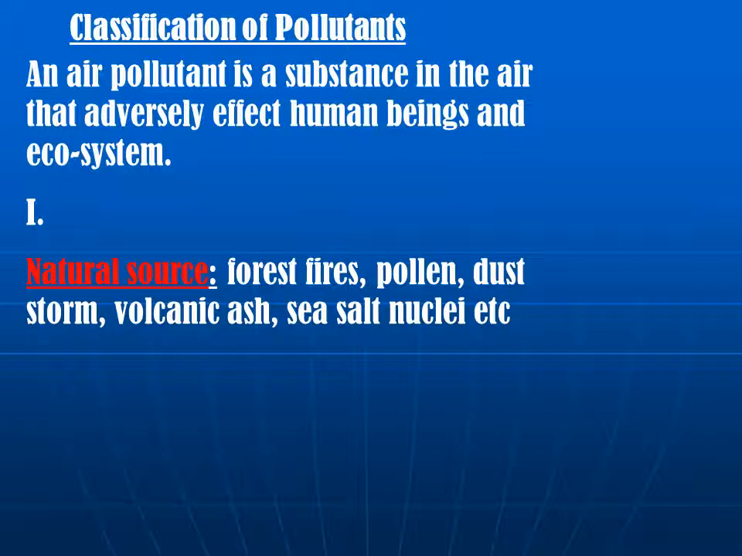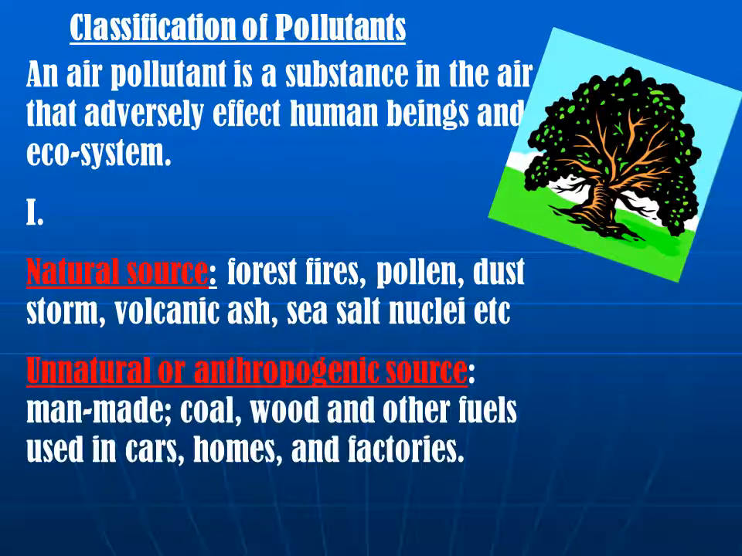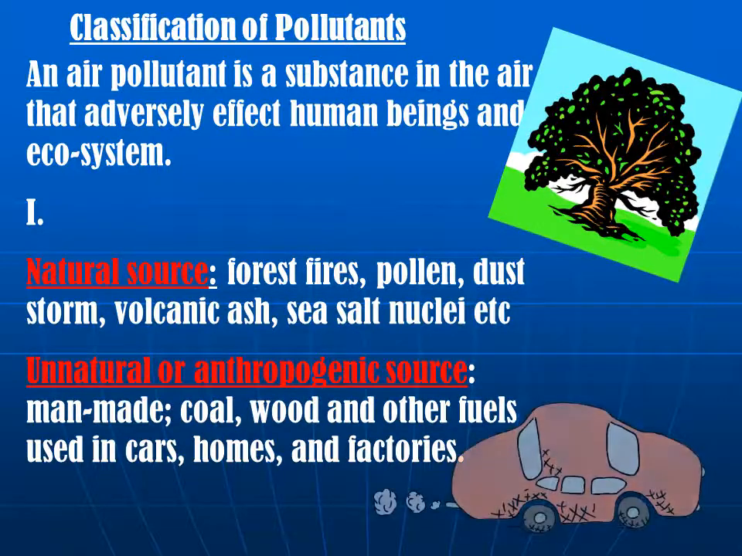The first classification of the air pollutant is mainly based on the source. There are mainly two sources, the natural source and the unnatural or anthropogenic source or the man-made source. The natural source mainly includes the forest fires, pollens, dust storms, volcanic ash, sea salt nuclei, etc. The unnatural or the anthropogenic source or the man-made source mainly includes the burning of the fossil fuels like coal, wood, and other fuels, then the use of cars, and the fuels that are used in homes and factories.